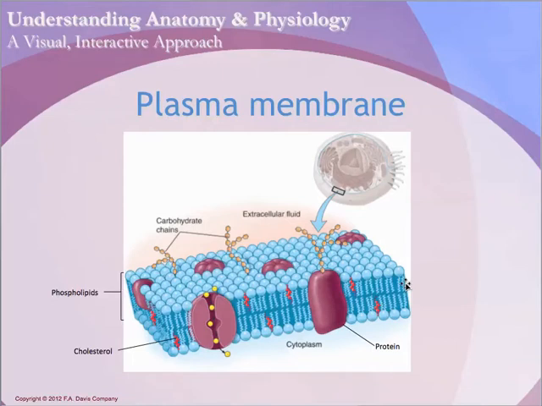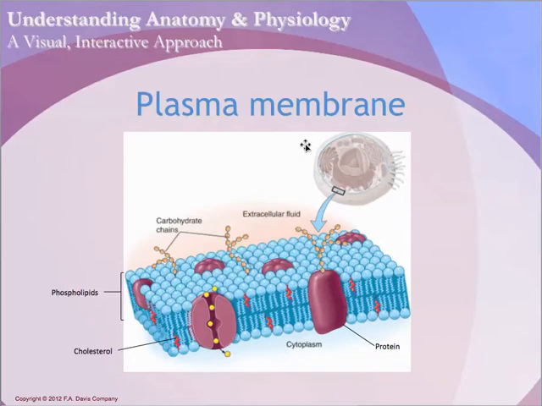Some heads point towards the fluid-filled cell interior, right? So the inside of the cell here, and some point to the exterior. So that's what really kind of creates that boundary. The tails then point towards each other, and they form this hydrophobic core. So that's what allows this membrane to be selectively permeable.